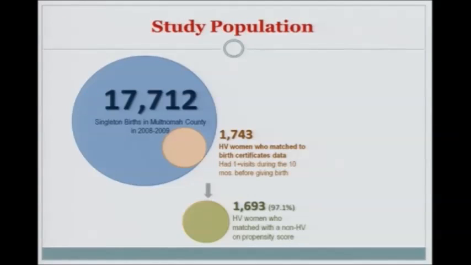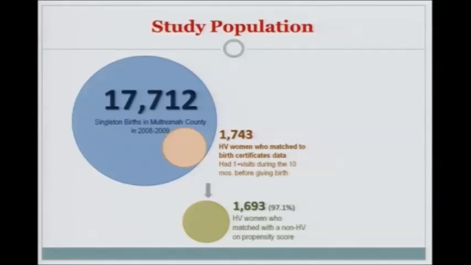So she did a record linkage. There were 17,712 singleton births in Multnomah County from 2008 to 2009. She matched to the program data for home visiting and got 1,743 matched to birth records. These were women who had one or more visits during the 10 months before giving birth. This is a whole thing about linkage: she had to come up with an algorithm about the timing of home visiting versus the timing of the birth to try to capture whether the woman was exposed to home visiting during that pregnancy.